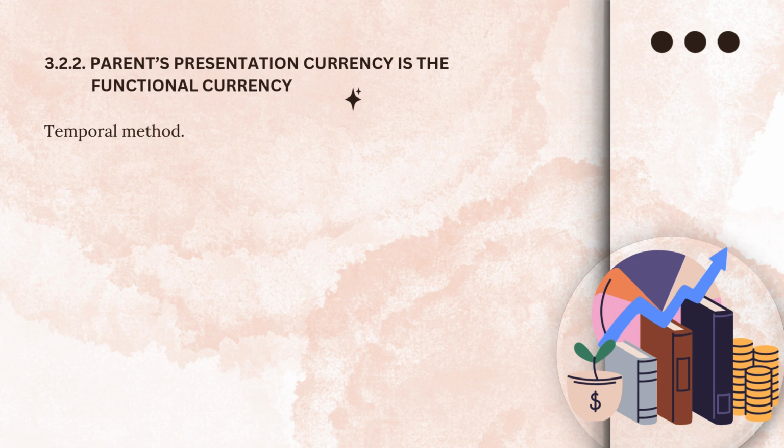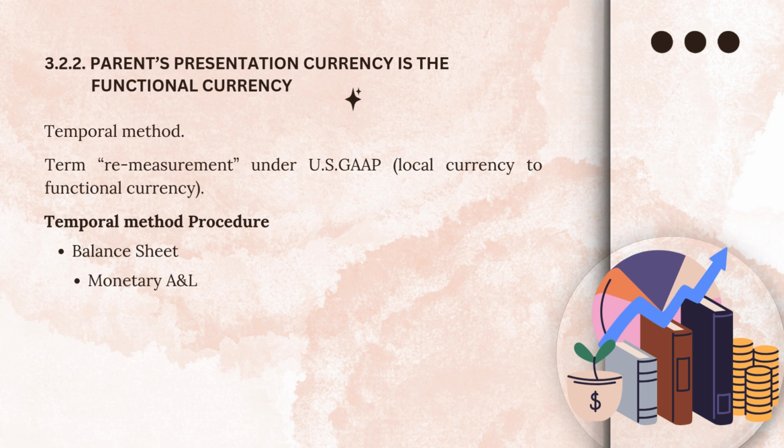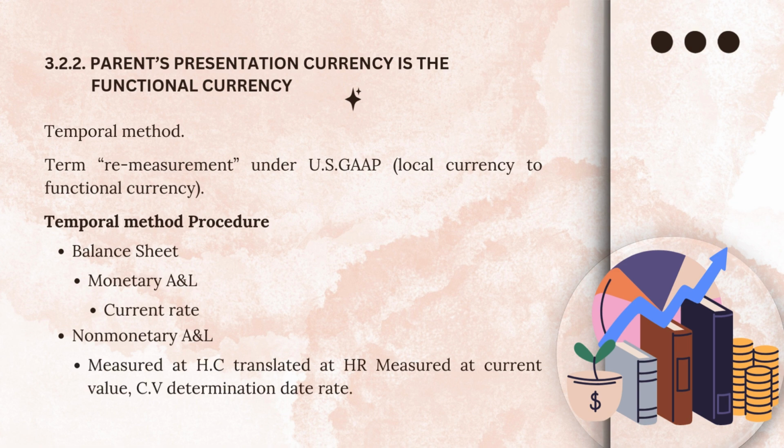Temporal method. The term is remeasurement under U.S.GAAP, from local currency to functional currency. Temporal method procedure. Balance sheet: monetary assets and liabilities at the current rate. Non-monetary assets and liabilities measured at H.C are translated at HR; those measured at current value are translated at the C.V determination date rate.